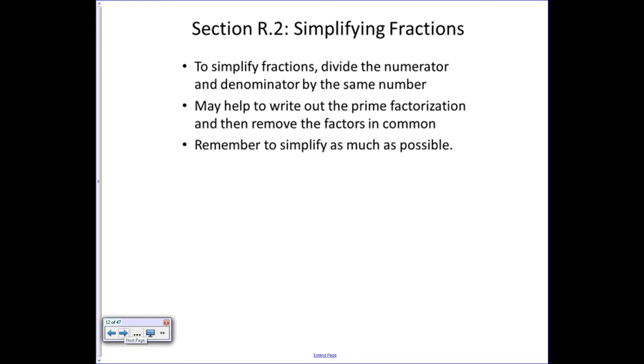In addition to writing equivalent fractions, you need to be able to simplify fractions. To simplify fractions, we simply just want to divide the numerator and denominator by the same number. This may help to write out the prime factorization and then remove the factors that they have in common. And always remember to simplify as much as possible.